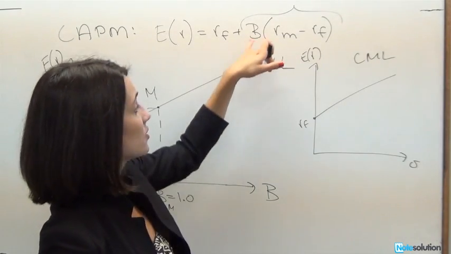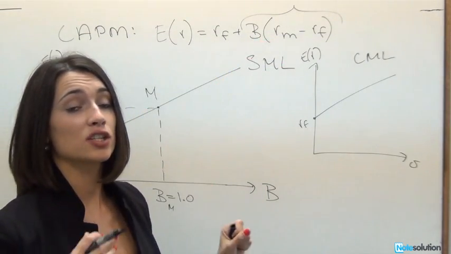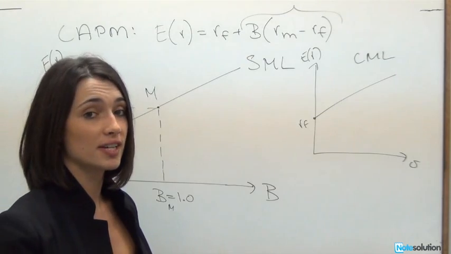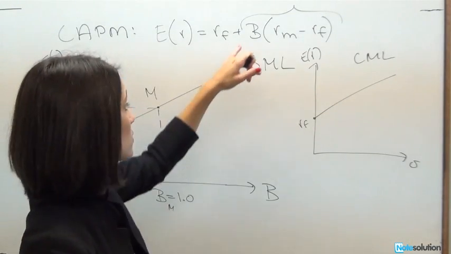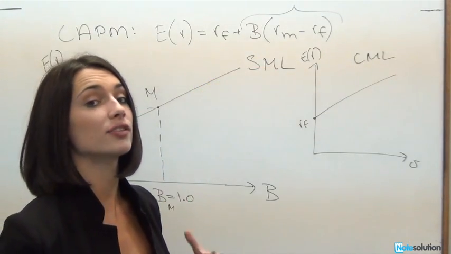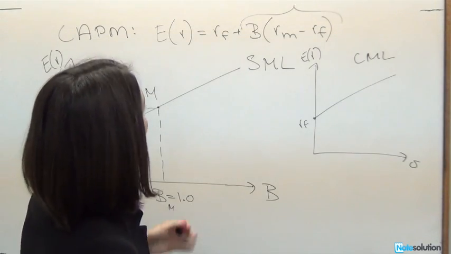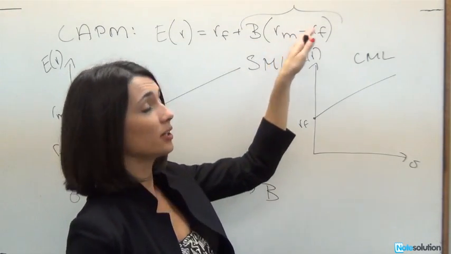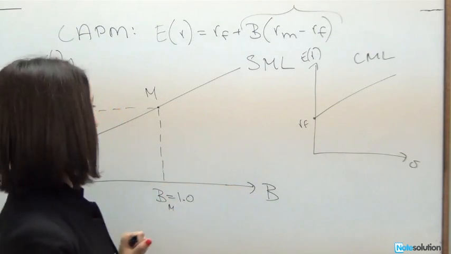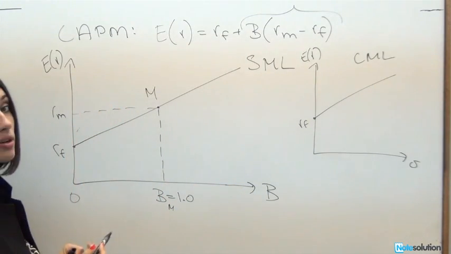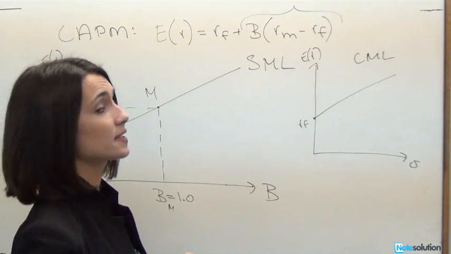Let's take a look. This is your beta, and this is the beta that's associated with the security or investment you're looking at. So this beta is always going to be specific to every single stock. In the bracket, you have RM minus RF. So RM, whichever the return is on the market, minus the risk-free rate.